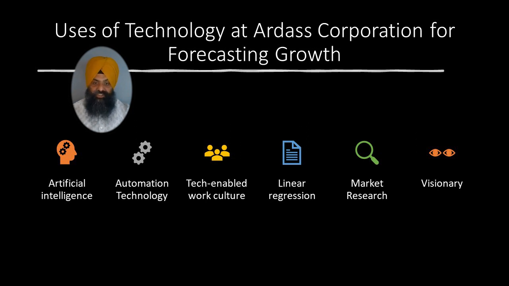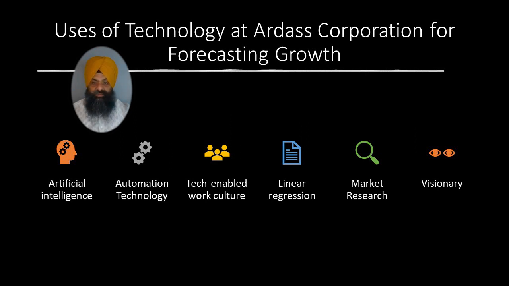Ardass uses linear regression, market research, panel consensus, and visionary forecasting techniques to forecast the future growth of objectives. The linear regression technique is used by Ardass to understand how certain variables in processes affect performance and forecast what the sales will look like in the future. The market research method collects stakeholder surveys and improves system processes and procedures at all operational, organizational, and management levels.